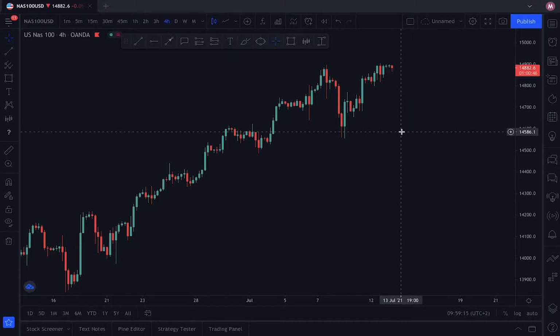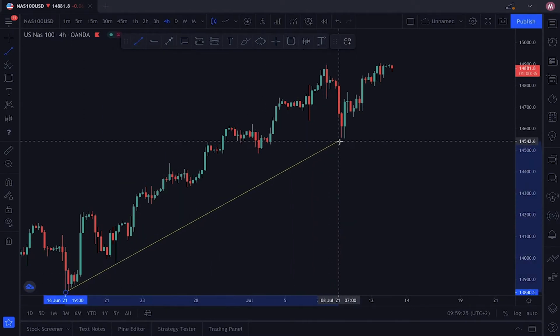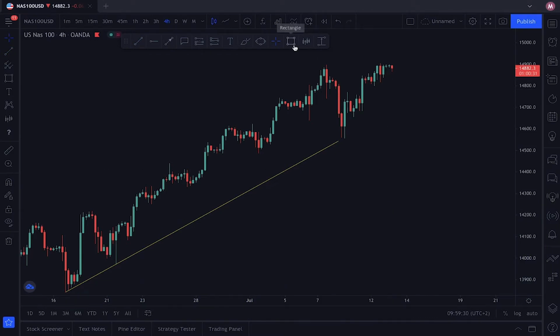So first things first, you identify the current market structure and the trend at which price is currently going. As you can see here, we are in a bullish trend. And the next thing to do is identify your key levels of support and resistance. So right there we had a very strong zone.